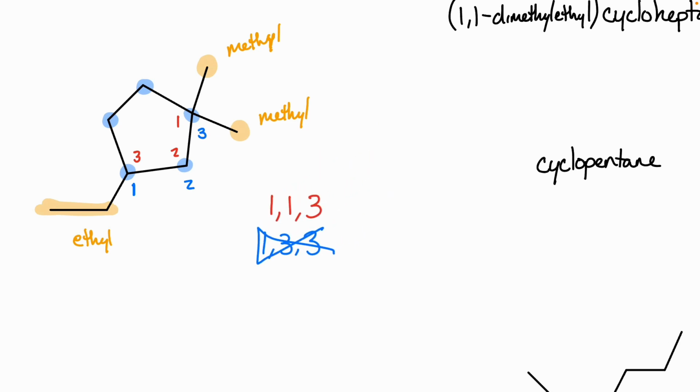If we got two methyl groups, even if they're on the same carbon, we got to include the location of both of them. When I put my name together, I'm still going to put it in alphabetical order. So 3-ethyl, 1,1-dimethyl, cyclopentane.